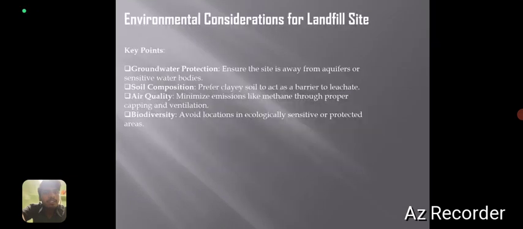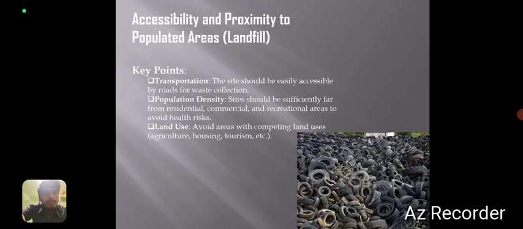Environmental considerations for landfill site. Groundwater protection: ensure the site is away from aquifers or sensitive water bodies. Soil composition: prefer clay soil to act as a barrier to leachate. Air quality: minimize emissions like methane through proper capping and ventilation. Biodiversity: avoid locations in ecologically sensitive or protected areas.